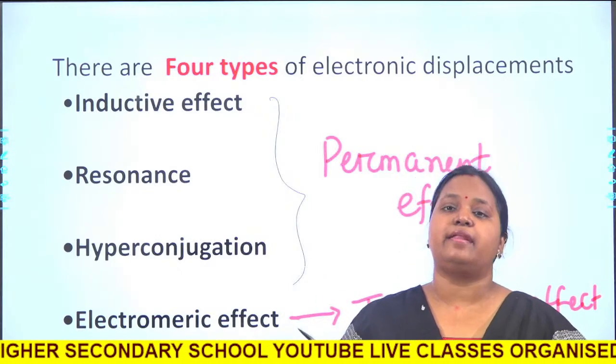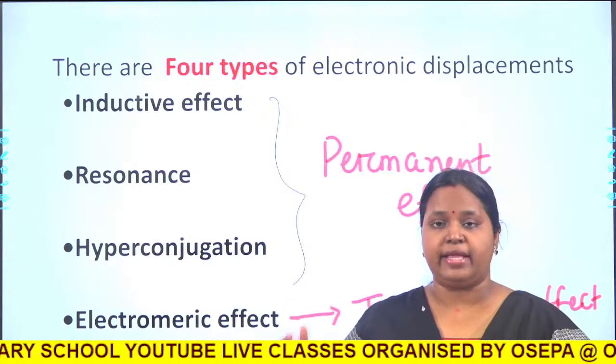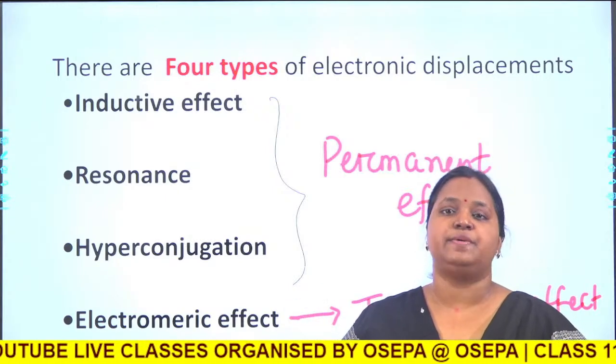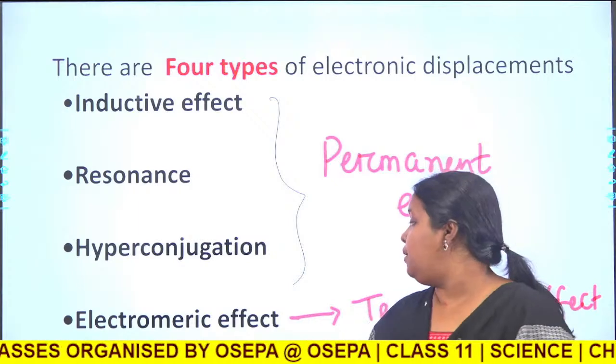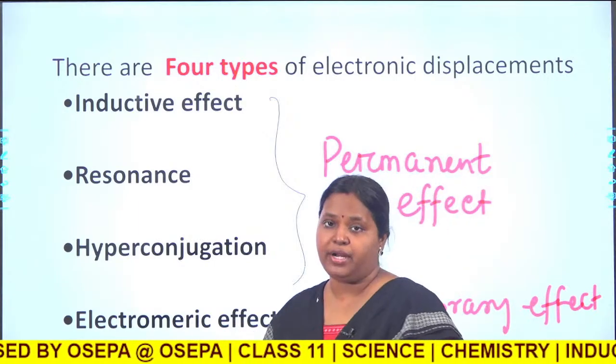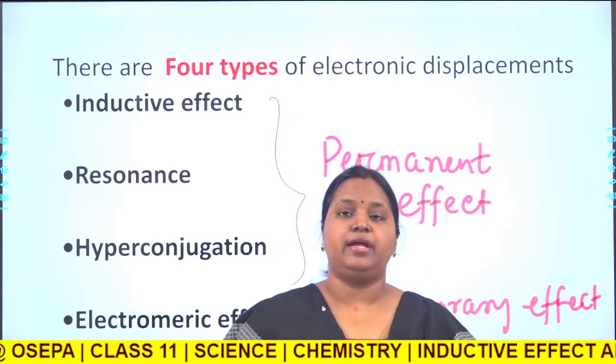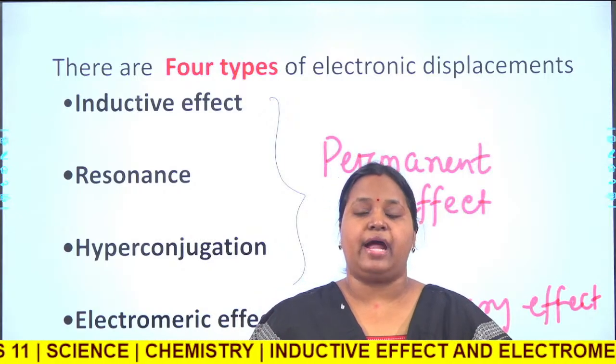Means they are there in the molecule, whether you take any reagent or not, they will always be there in the molecule. But electromeric effect is a temporary effect. Temporary effect means it depends upon the attacking reagent.